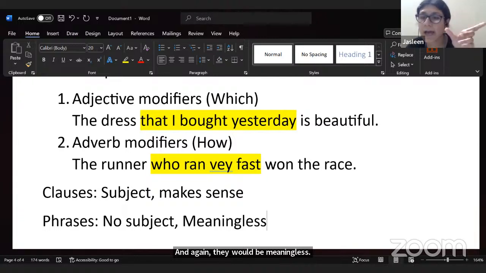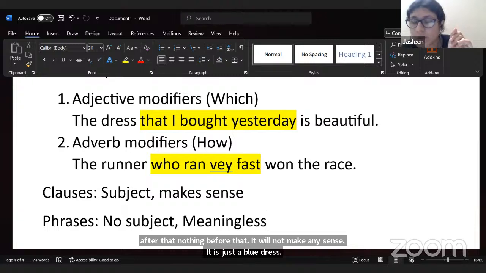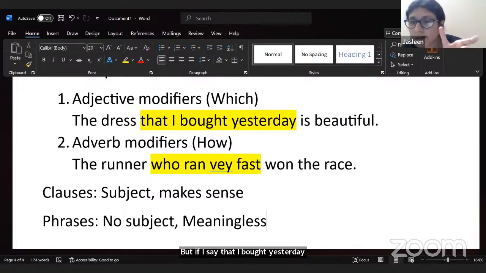Okay, so if I have the phrase a blue dress, simply, this is a phrase, a blue dress. Nothing after that, nothing before that. It will not make any sense. It is just a blue dress. But if I say that I bought yesterday, so this is a clause. It is a dependent clause. It needs something in order to complete the sentence.